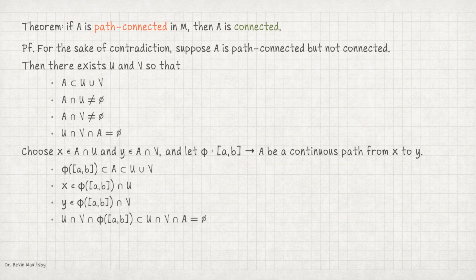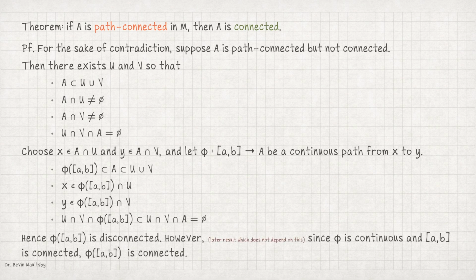However, and I'm about to cite a later result that does not depend on this discussion at all, a continuous function on a connected domain has a connected image. Again, we will prove that. We've already shown in this video that the domain from a to b is connected. Therefore, since phi is continuous, it should be the case that the image of phi is connected. That contradicts the remarks that we made above about the image of phi. Therefore, it cannot be the case that we could separate A. So if A is path connected, then A must also be connected.